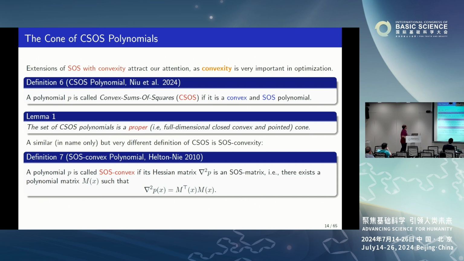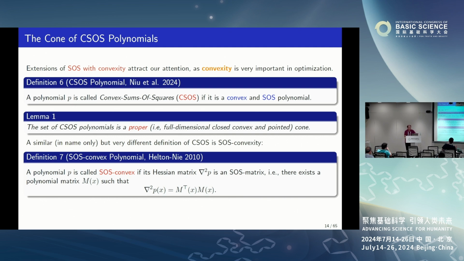Next, about some more properties. We know the sum of squares cone is in fact a convex cone. But here we want to study some extension of sum of squares with convexity. So we can show that it's still a convex cone. It's a proper cone.